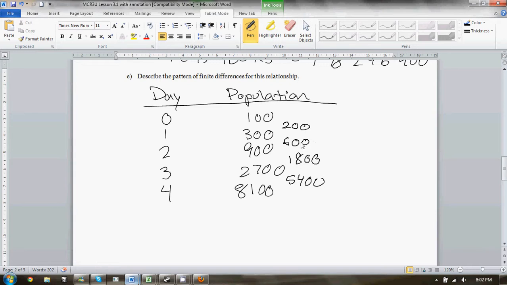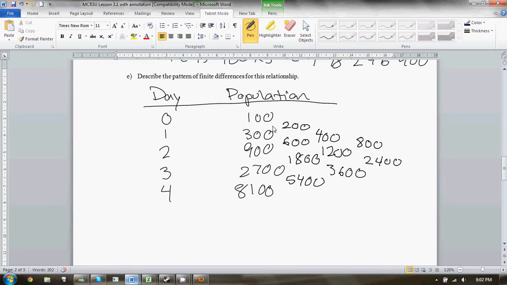I do the same thing here. 600 minus 200 is 400. 1800 minus 600 is 1200. And finally, 5400 minus 1800 is 3600. So as you can see the pattern, if we kept on going, like say 1200 minus 400, we get 800. 3600 minus 1200, we get 2400.